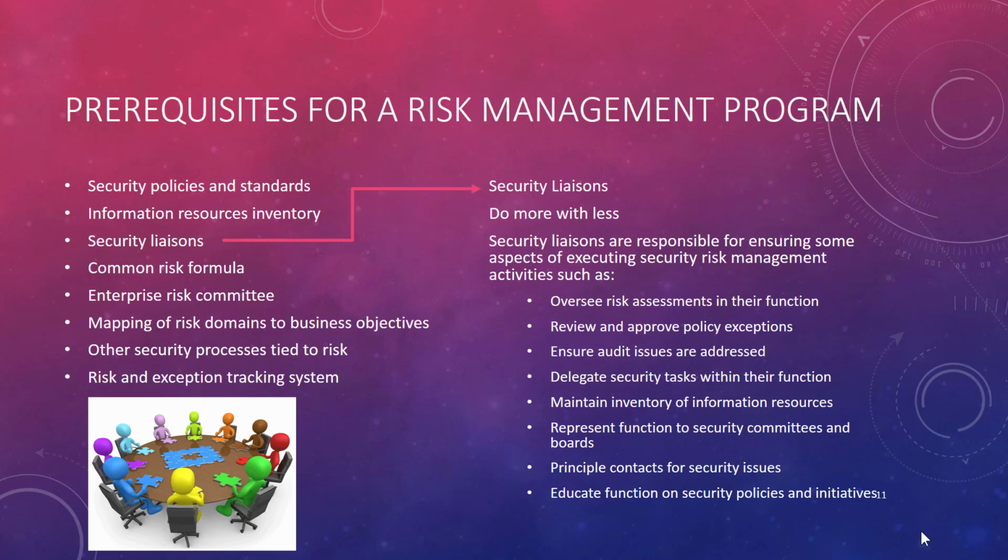Kind of a new idea, but we haven't talked about it in the course thus far, security liaisons are a great idea for building your security program or risk management program. Have each of the business units have a security liaison, have them take on some aspects of executing the security risk management program, and you can see some of those activities over there: overseeing risk assessments and their function, reviewing and approving policy exceptions, ensuring audit issues are addressed, delegating security tasks within their function, inventory of information resources, boy, that would be awesome, represent the function to security committees and boards, and so on and so forth.